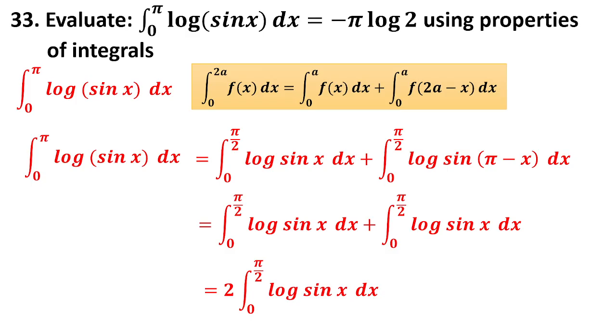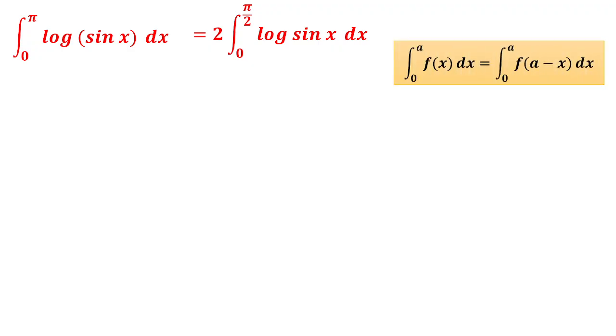Therefore integral 0 to pi log sin x dx is 2 times integral 0 to pi by 2 log sin x dx. Already I told you, integral 0 to pi by 2 log sin x dx is a problem in the exercise, worked example. But now we have reduced that to a standard one. So now again we are using that property: integral 0 to a f of x dx is f of a minus x.